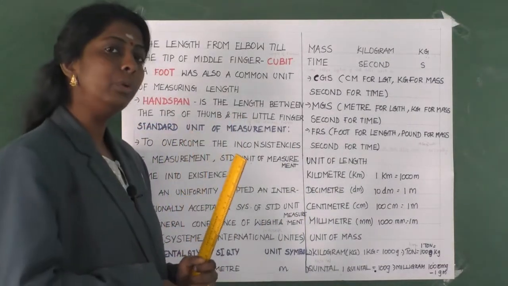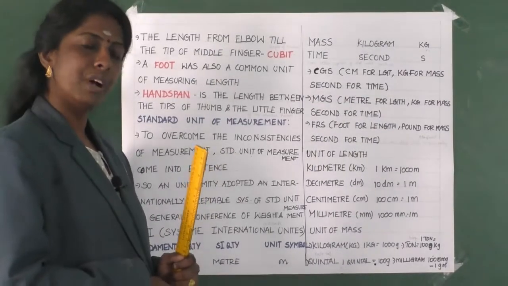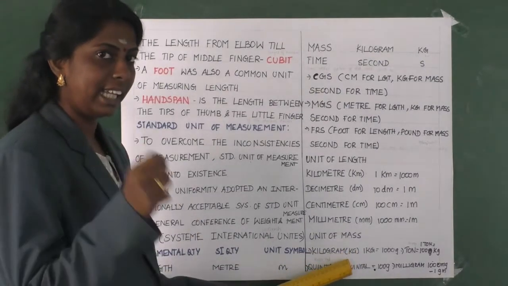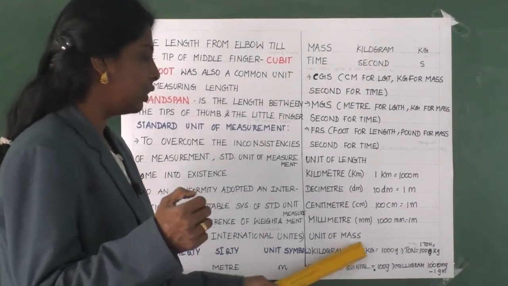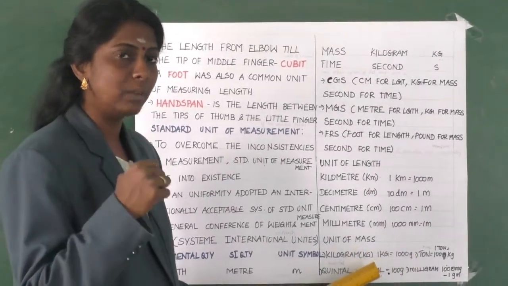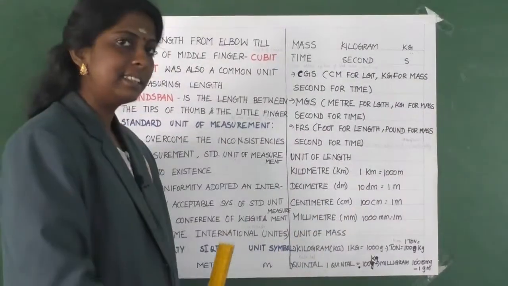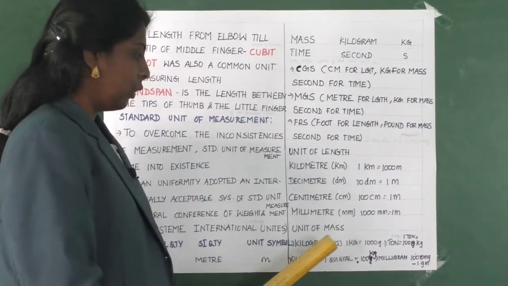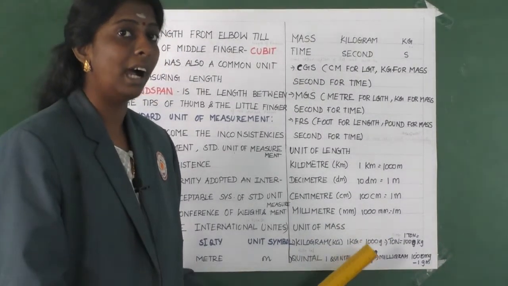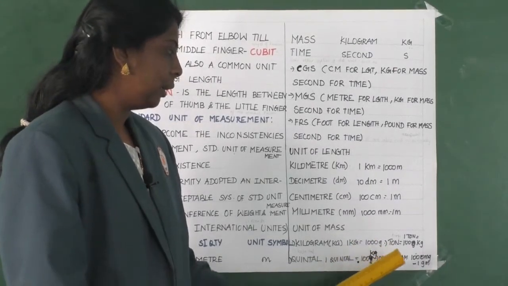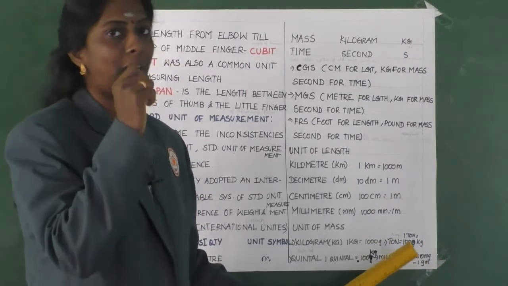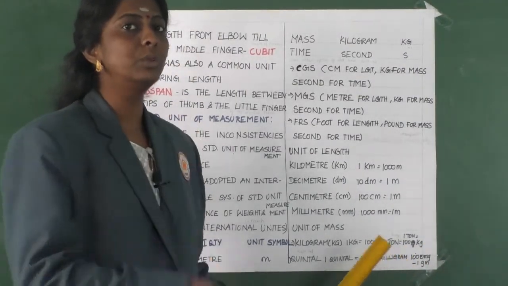Next, unit of mass. So what are they? Kilogram, in short represented as kg. So 1 kg is equal to 1000 grams. Next thing is quintal. 1 quintal is equal to 100 kg. And then milligram. 1000 milligram makes 1 gram.